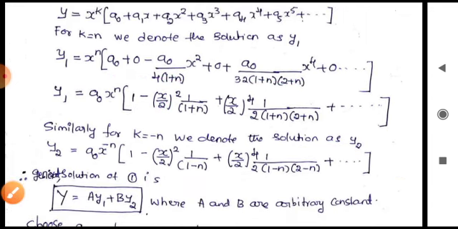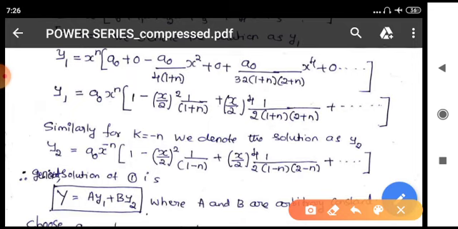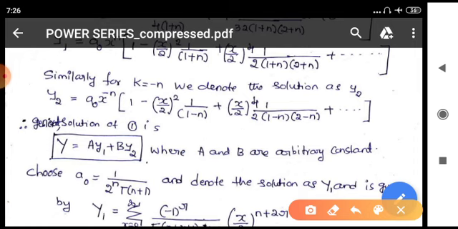So similarly for k equal to minus n, we denote the solution as y2, and y2 is given by a0 into x power minus n, 1 minus x by 2 whole square, 1 by 1 minus n instead of plus n, plus x by 2 to the power 4, 1 by 2 times 1 minus n, 2 minus n plus etc. So therefore general solution of equation 1 is of the form y equal to a y1 plus b y2, where a and b are arbitrary constants.